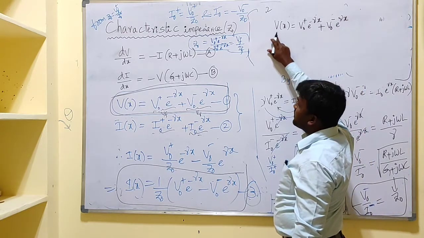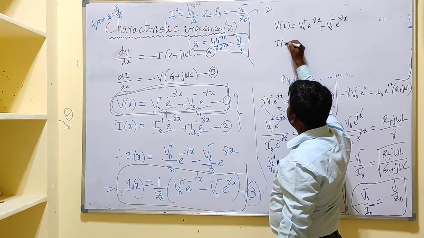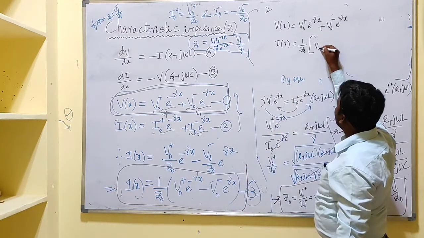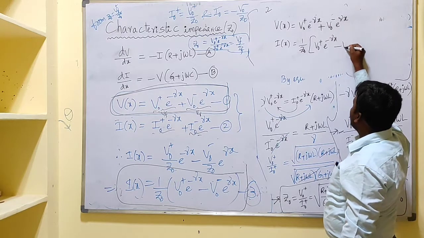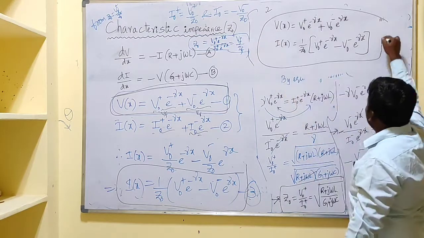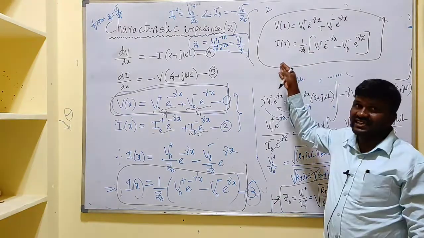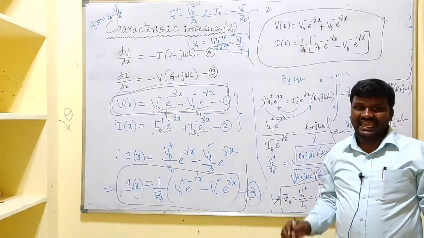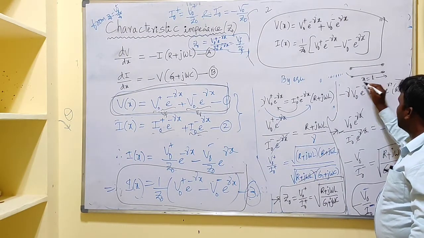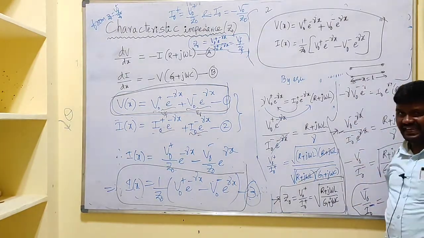That means this voltage is a function of x. x is the variable along the length of the line. And I of x can be written as 1 by Z naught into V naught plus e to the power minus gamma x minus V naught minus e to the power gamma x. These are the new transmission line equations for the voltage and current, functions of x. So this is our transmission line, where x equal to L, and the length of the line is varied as a function of x.